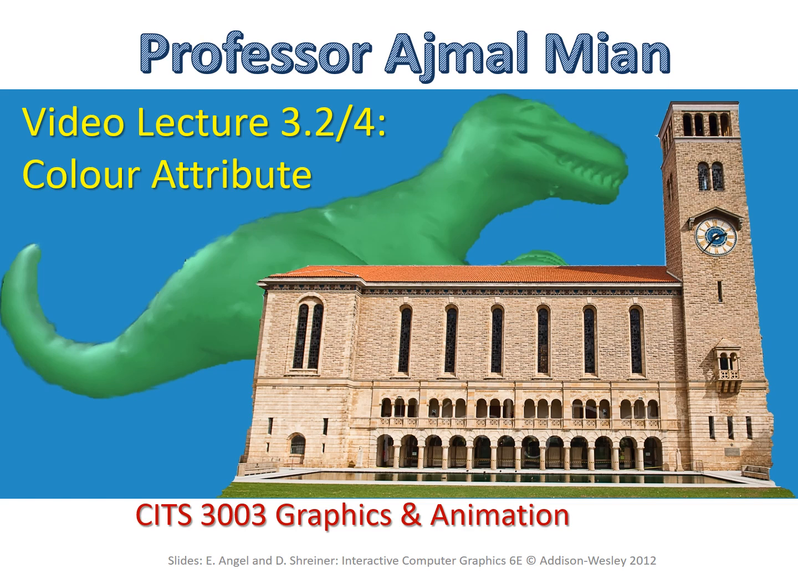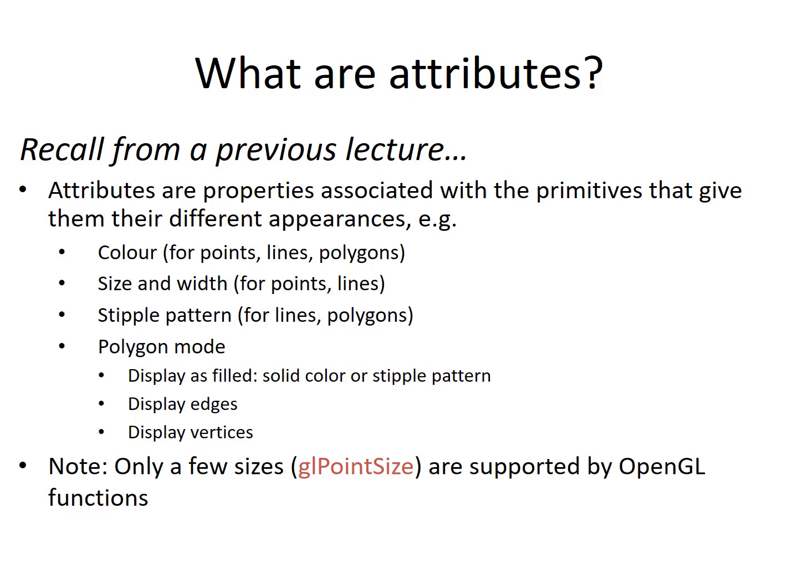This lecture briefly explains the color attribute. So what are attributes? Recall from a previous lecture that attributes are properties associated with the primitives that give them their different appearances. For example, color is one of the attributes for points, lines, and polygons.